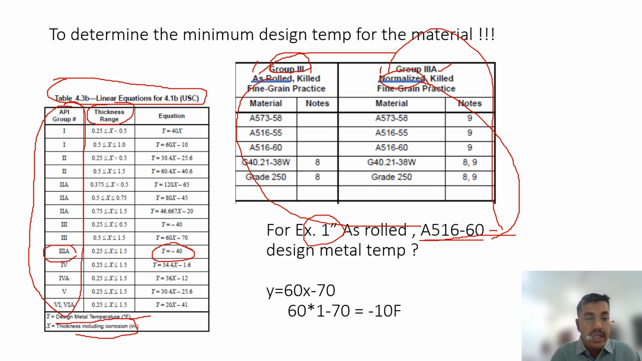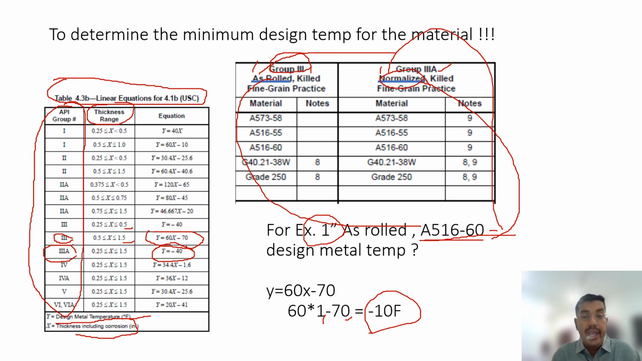So for Group 3, if I look for my 1 inch material, 1 inch is not here, 1 inch is here. So the equation is Y equals 60X minus 70, where X is the thickness. So minus 70, it comes to minus 10 degrees. This question usually came in the open book exam and it is a must question. So be careful for that one and you have to do it.